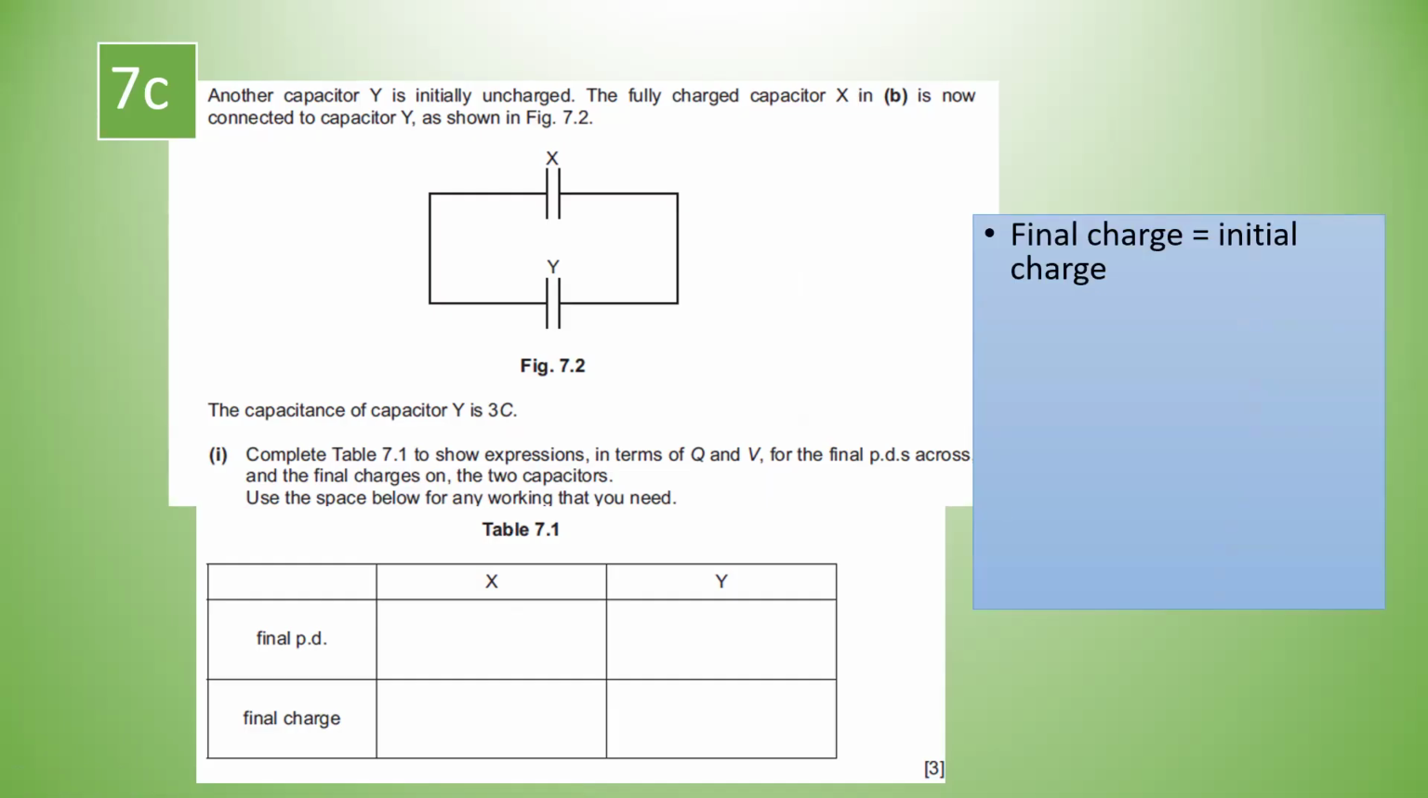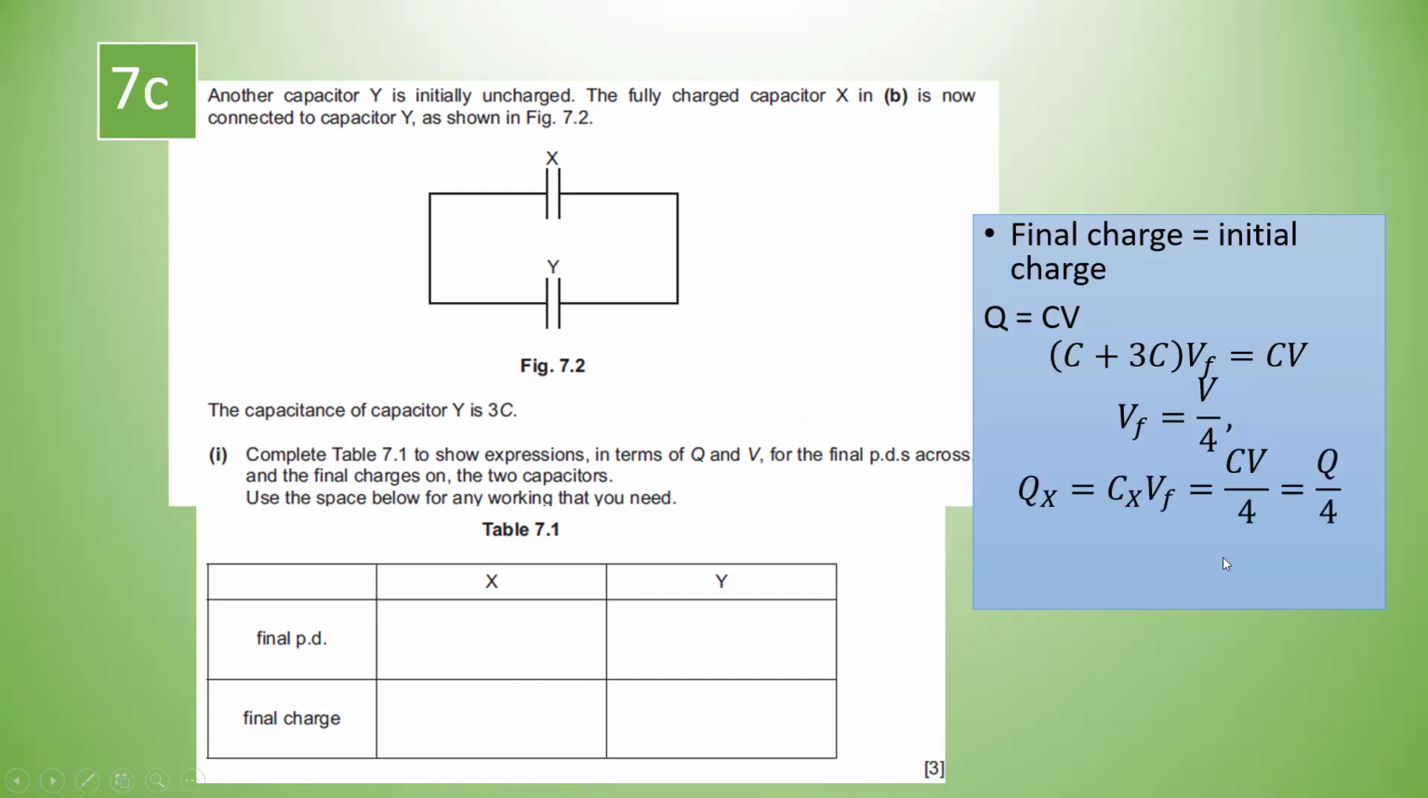Essentially, we are using conservation of charge. The final charge equals the initial charge, just redistributed. And Q equals CV. Initially, the capacitors are in parallel, so we add them, C plus 3C, then times the final potential difference. Initial charge is CV. So this becomes 4C, C and C cancel, so VF is V divided by 4.